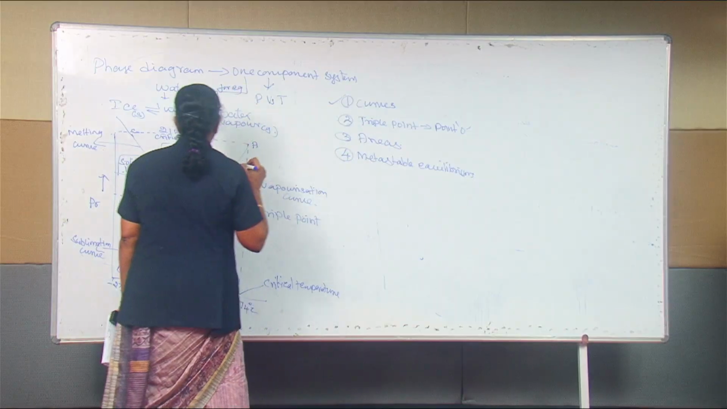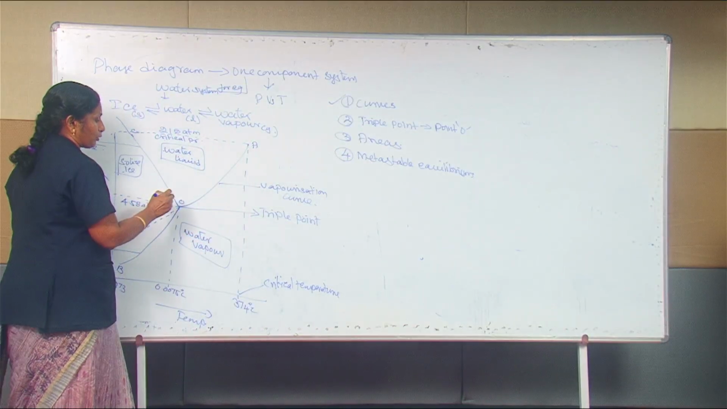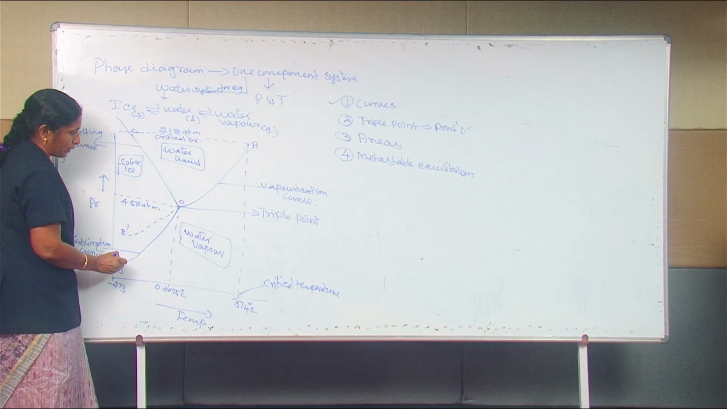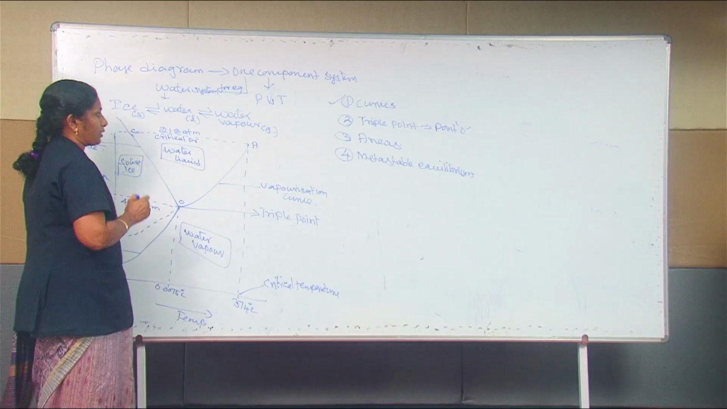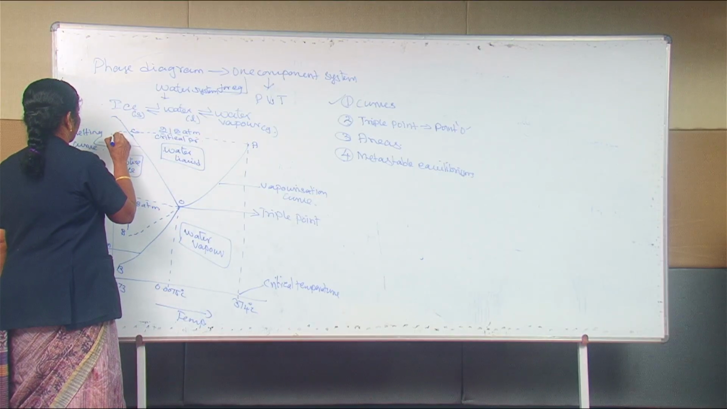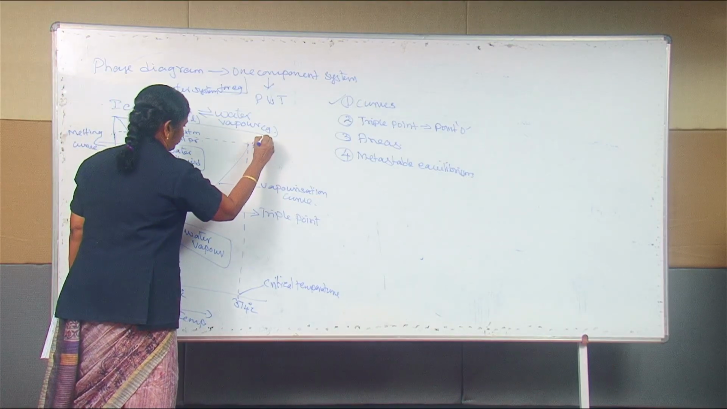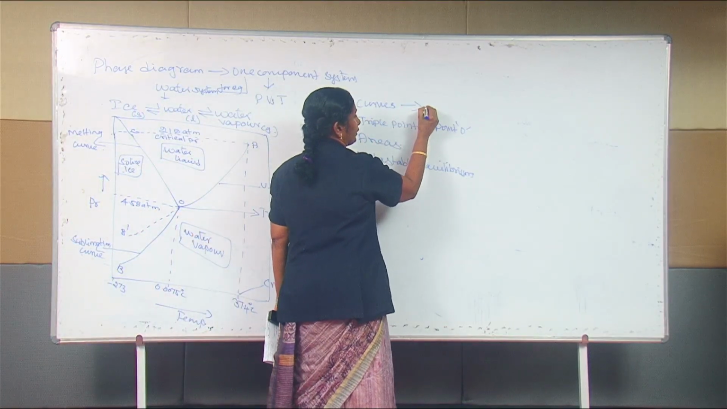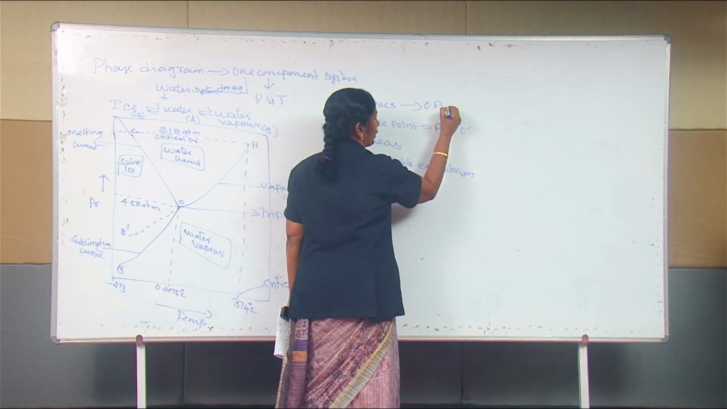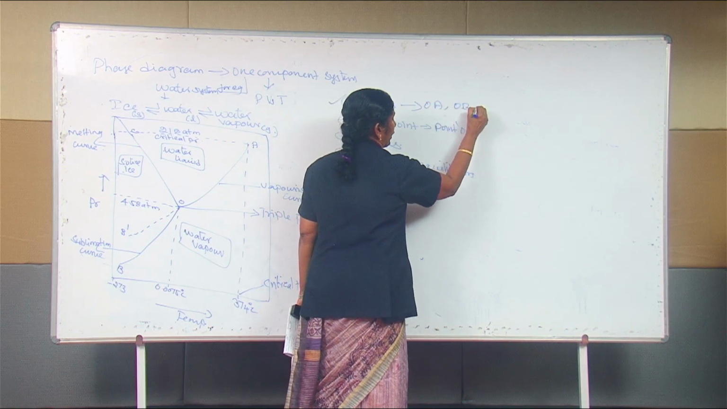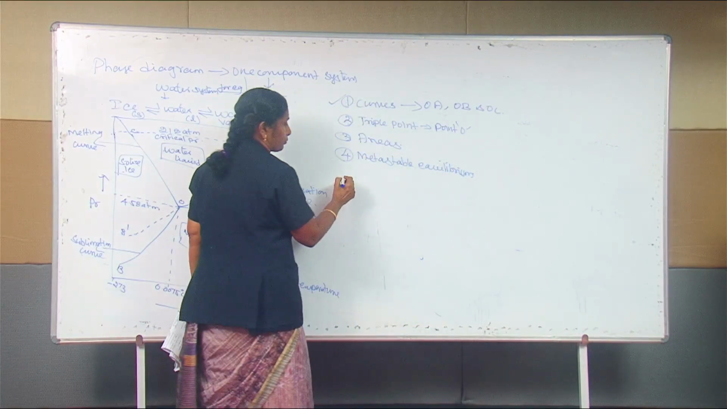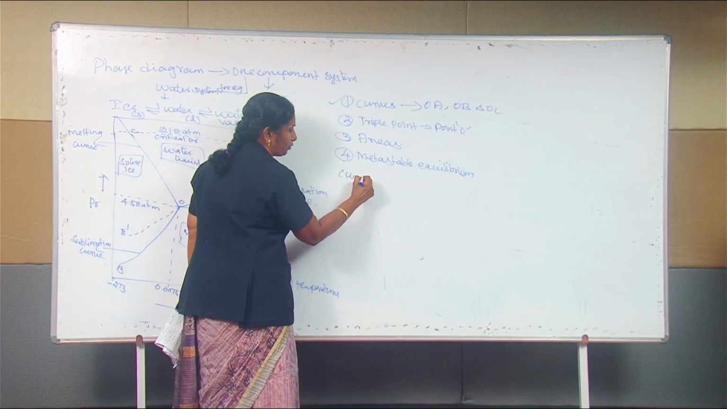First one is a curve. This phase diagram consists of three curves. One is the OA curve, another one is the OB curve, and another one is the OC curve. Okay, now discuss one by one. First one is curve OA.